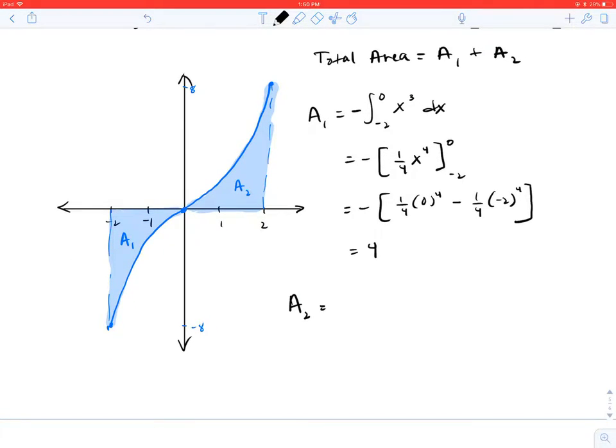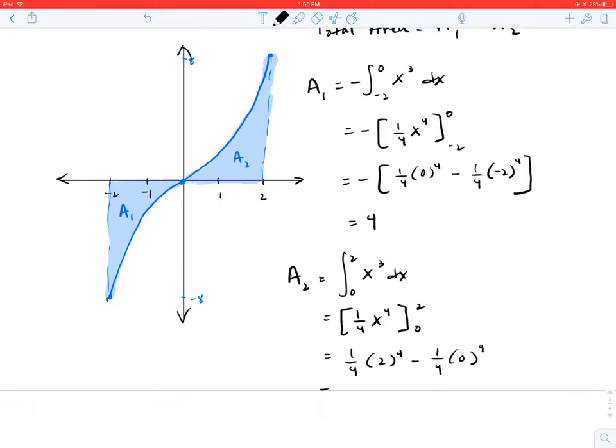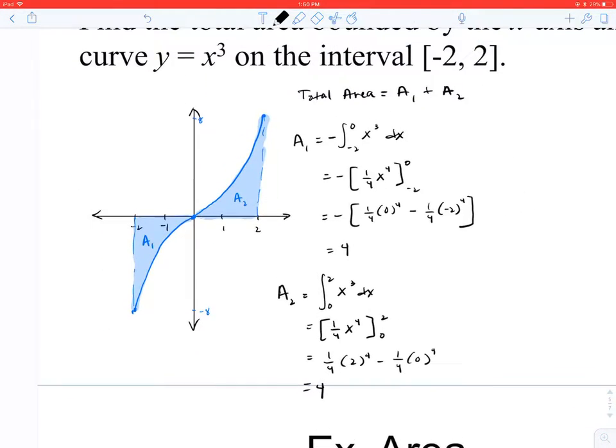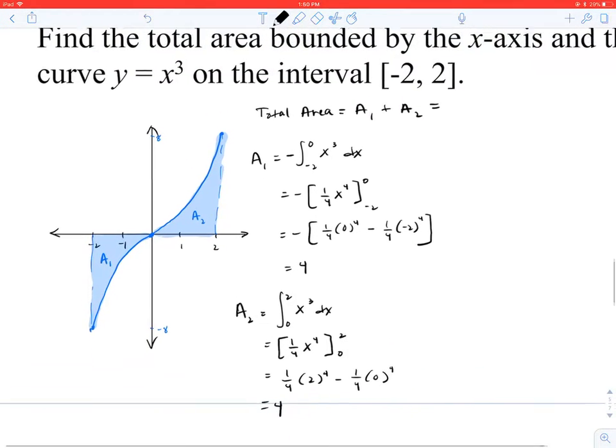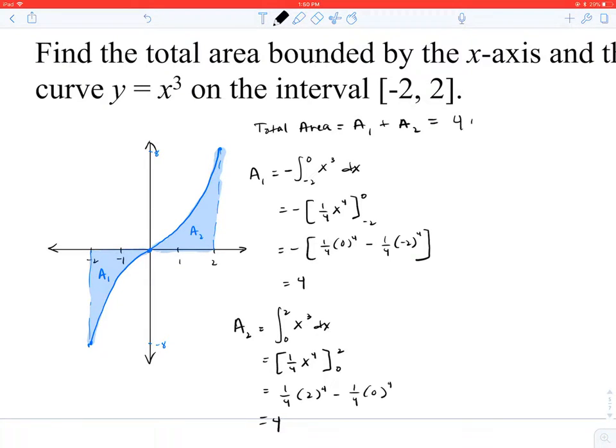And then the second area, which is above the x-axis, will integrate from 0 to 2. So fundamental theorem of calculus, we end up with 4. So the total area here bounded by the curve and the x-axis is going to be 4 plus 4, which is 8.